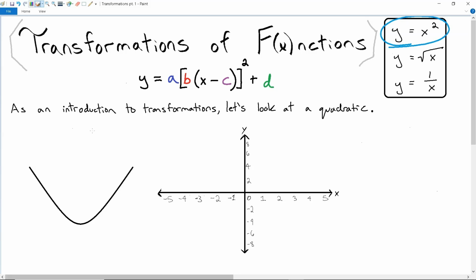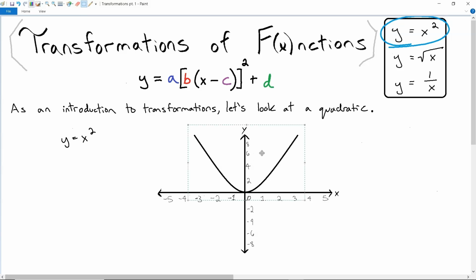And I have a rough sketch of y equals x squared right here. So if I were to apply this onto the graph, this is what y equals x squared would look like. We have our vertex at the origin, and that's pretty much it. Pretty standard equation.